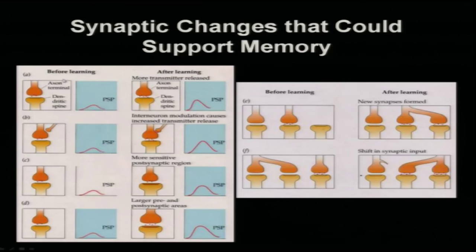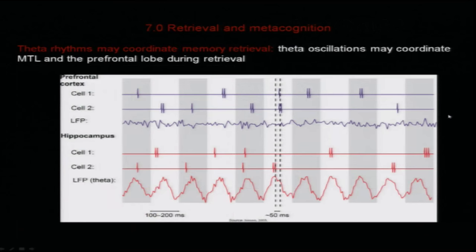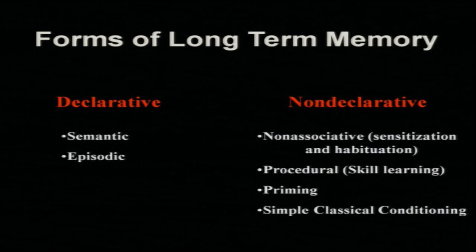So, these are before learning and after learning: more transmitter release, excitatory post synaptic potential, larger pre and post synaptic areas, and this is the new synapse formation. This is memory formation really. We will come to the EEG waves and all that later on. As I said, semantic and episodic memory.